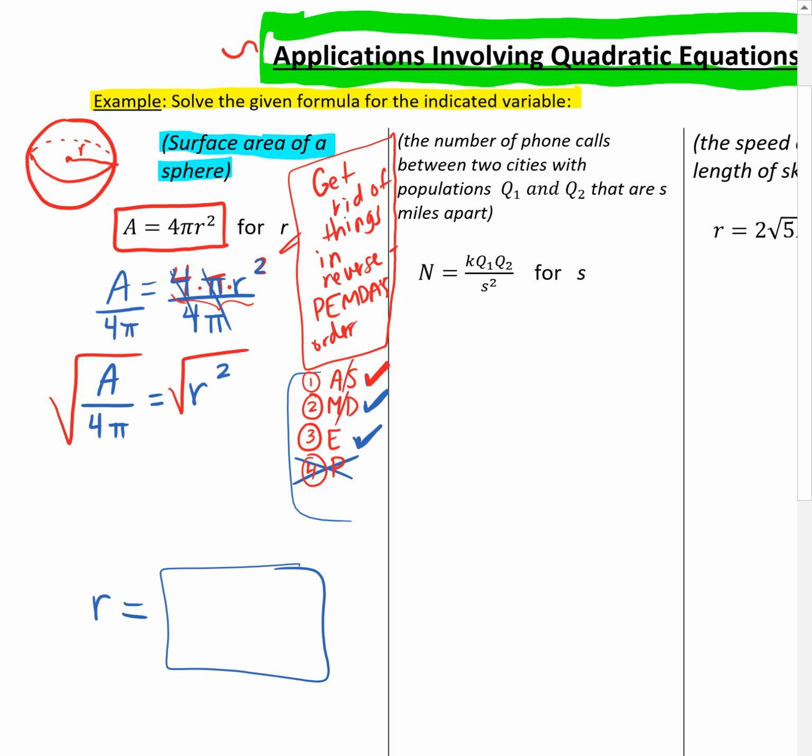But remember, when you square root both sides of an equation, you have to put a plus or minus next to the, I guess, we used to say the numerical part, but I guess the side that doesn't contain the variable you're trying to solve for. And now we have r by itself, so that must be our answer. Plus or minus the square root of capital A over 4 pi.